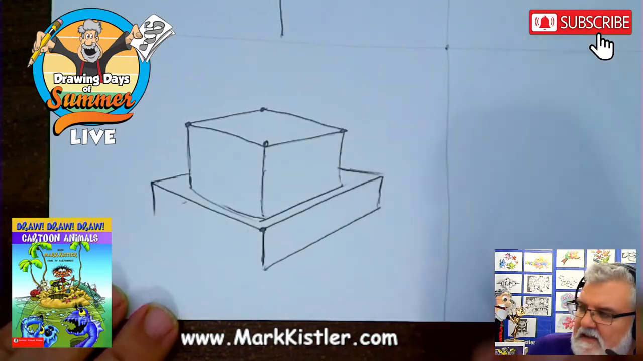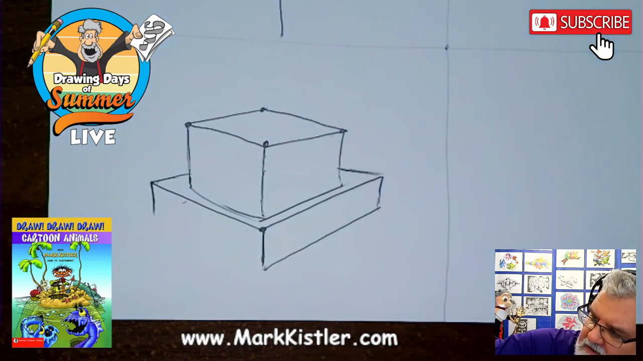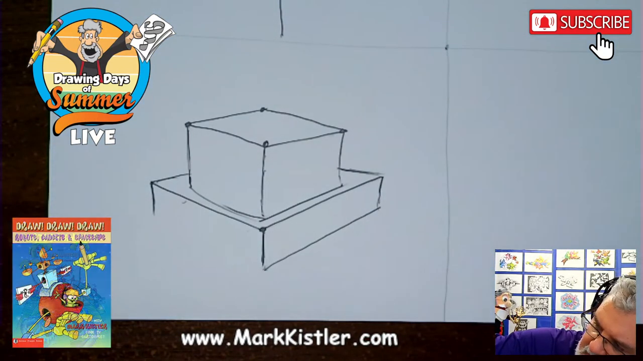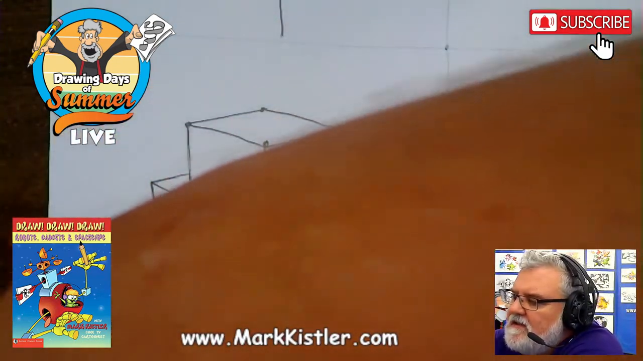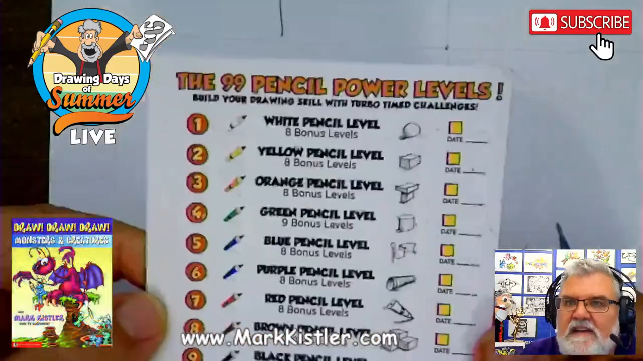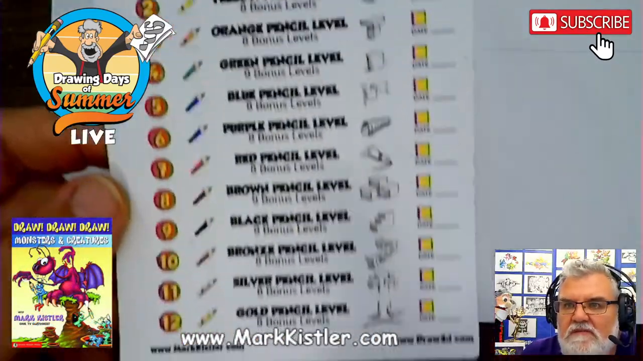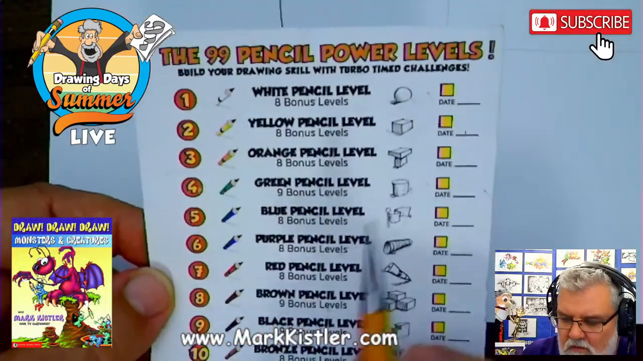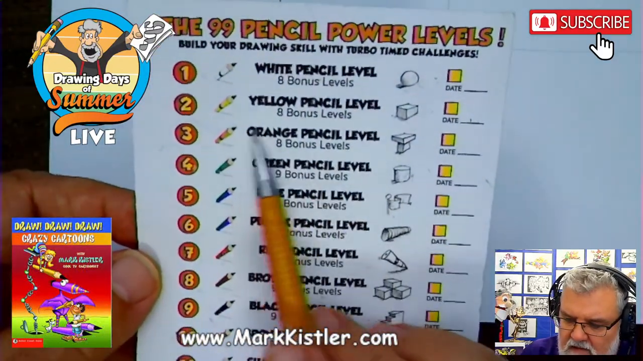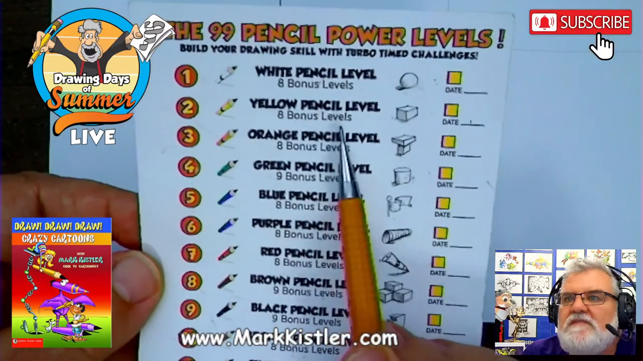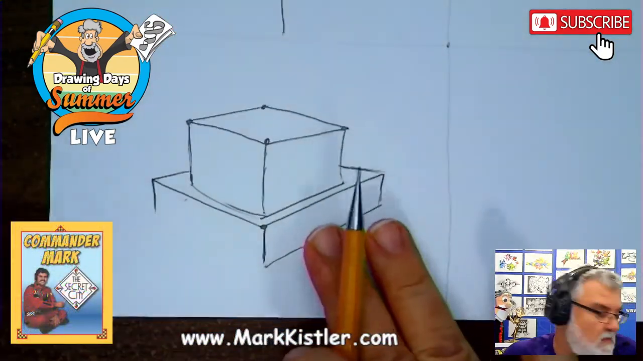I call this the 99 levels of drawing success, okay? And this is actually a chart that's in the book. I'll be talking about this. See that? The 99 pencil power levels. It's such a handy chart. What we're working on right here is level 2. We're looking at the yellow pencil level. Okay, this box right here.